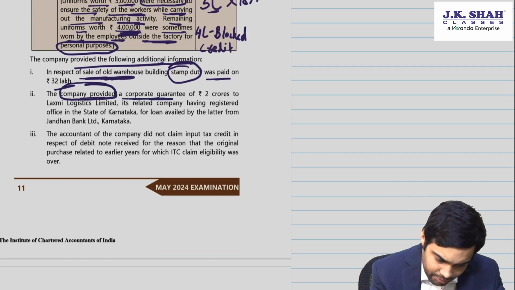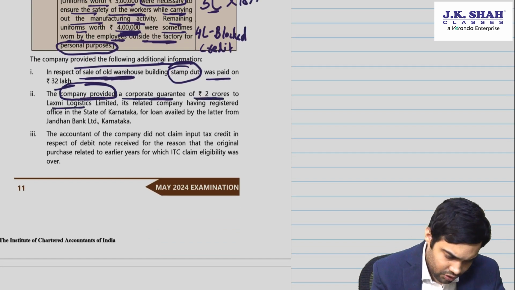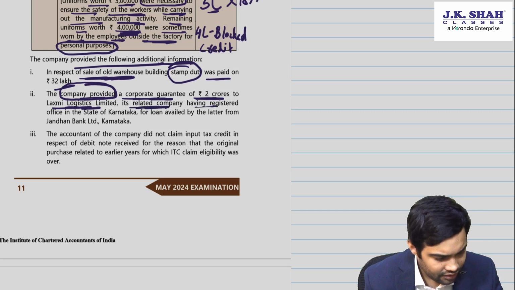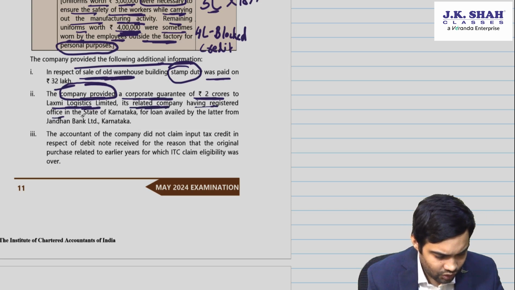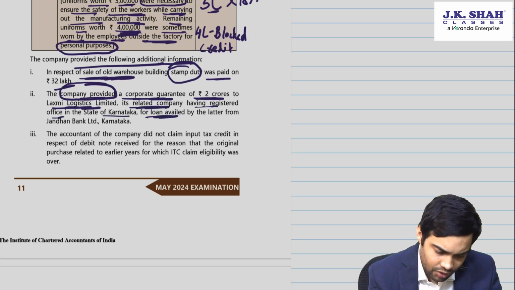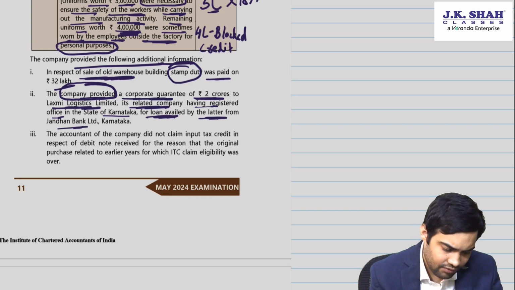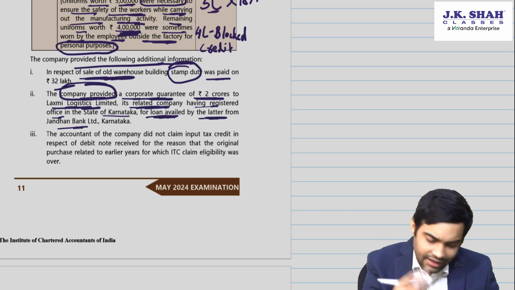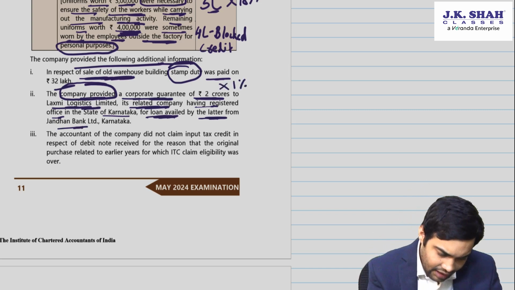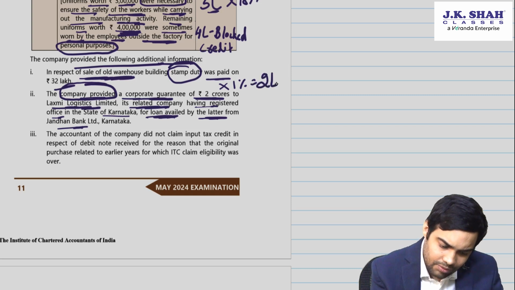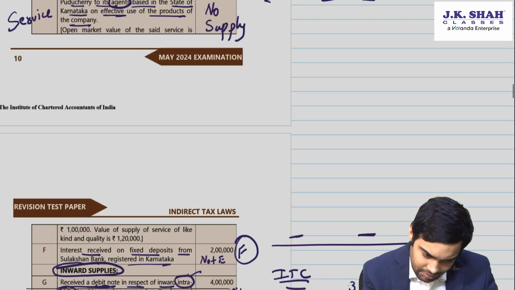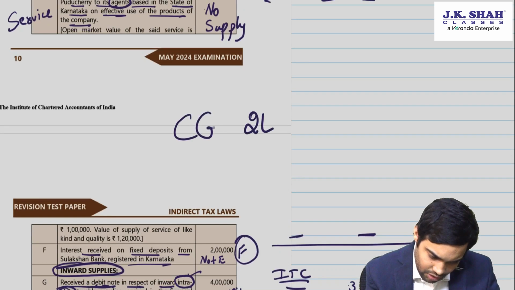The company provided a corporate guarantee of 2 crore to Lakshmi Logistics Limited, its related company having registered office in the state of Karnataka, for a loan availed by the latter from Jan Dhan Bank Limited, Karnataka. I am providing a corporate guarantee, so I will have to discharge GST. I have not charged any consideration, no information given. 2 crore into 2% value will be 2 lakh. Agreed. So on this 2 lakh I will have to discharge output. So I will consider 2 lakh here for the corporate guarantee.